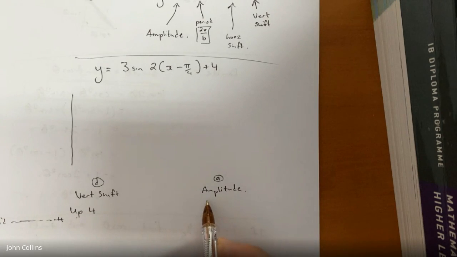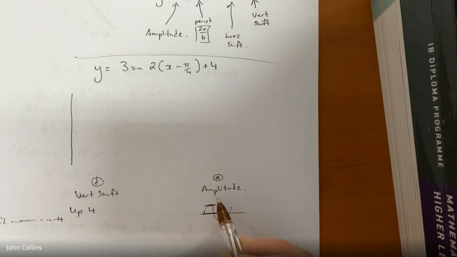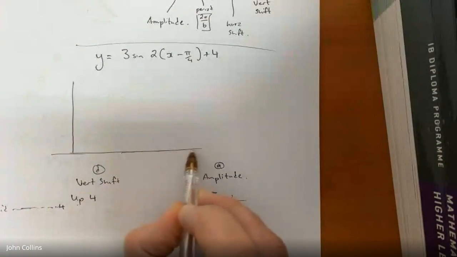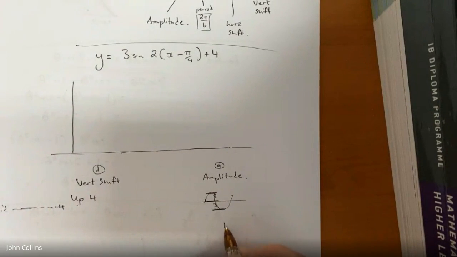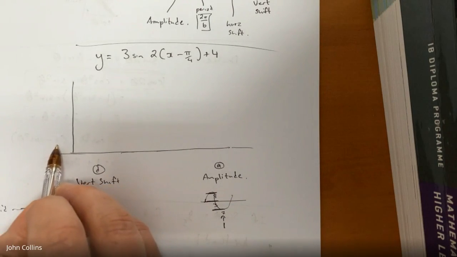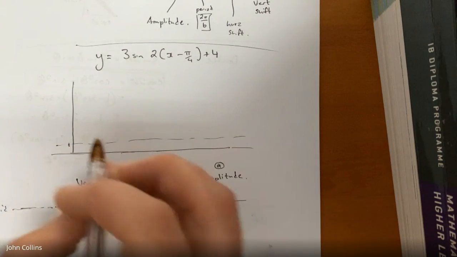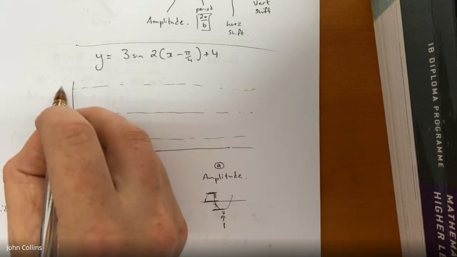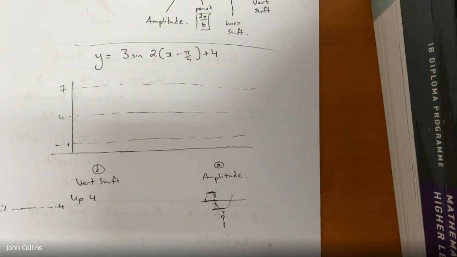Then I go back to the amplitude. It was 1, and now it's 3 times more. Never make the mistake of saying that from here to here would be 6. No, from here to here is 3, and here to here is also a distance of 3. So what scale do I put in? It goes from 1 up to 7, with 4 in the middle. Amplitude is half, yeah. So I would put in a little dotted line at 1, a little dotted line at 4, and a little dotted line at 7. That would be my starting point, my first two things I look at.